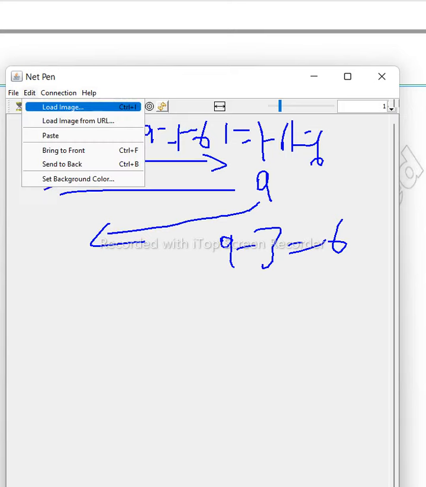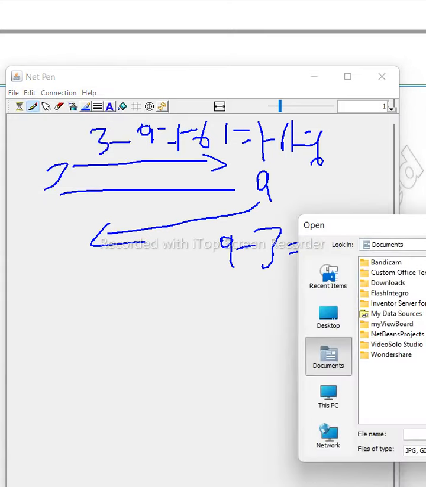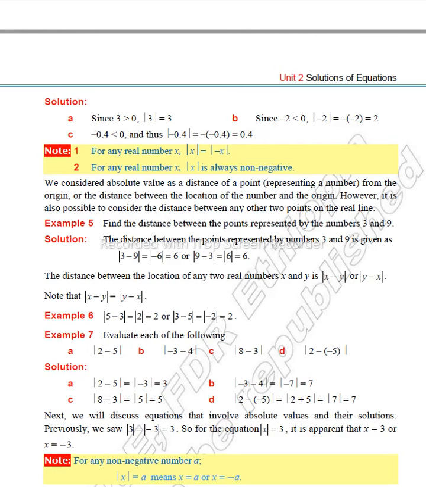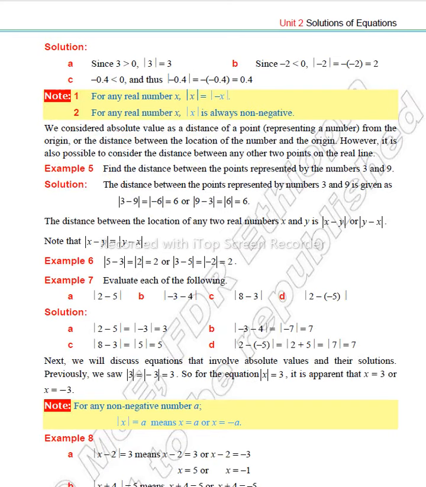Then we have to do different examples. Okay, let us see this example. Here we have 3 minus 9, the absolute value of minus 6 is equal to 6, or 9 minus 3, the absolute value of 6 is equal to 6. Those are 6 because when we measure from left to right or right to left, it is the same. So let us do this example.